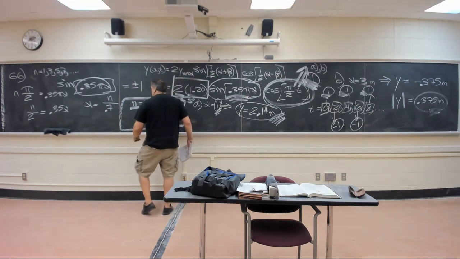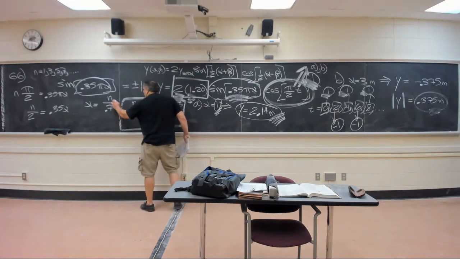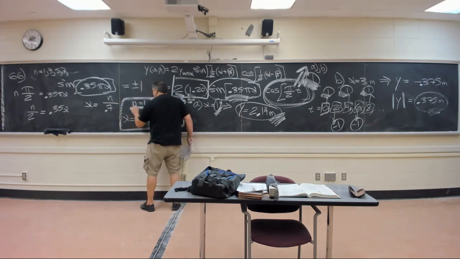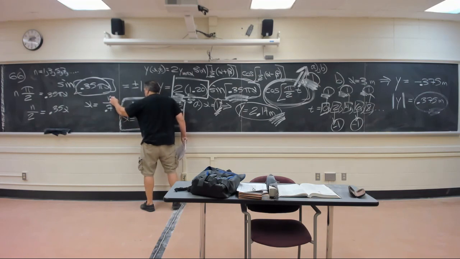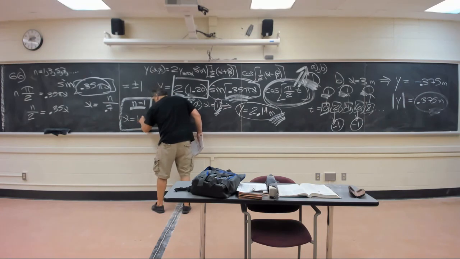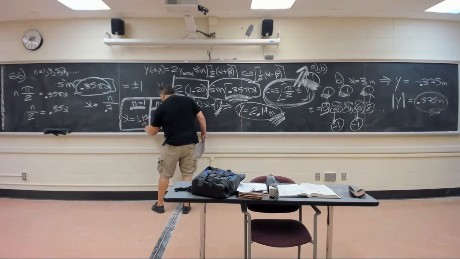Let's go. Plug x equals 1 right here. What's 1 divided by 0.7? Plug in n equals 1 right here. 1 divided by 0.7 is 1.43 meters. I'm going to write the meter under here, guys. Just make sure you can read it.